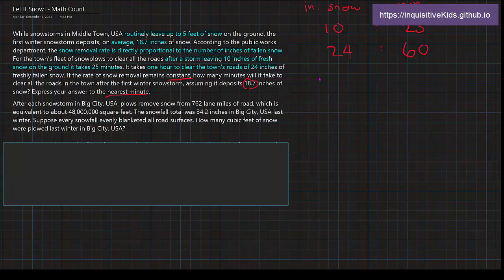So if there is 18.7 inches of snow, what is this number over here? How many minutes does it take? Well, really, the first thing we have to do here is find if there is only 1 inch of snow, how many minutes will it take?